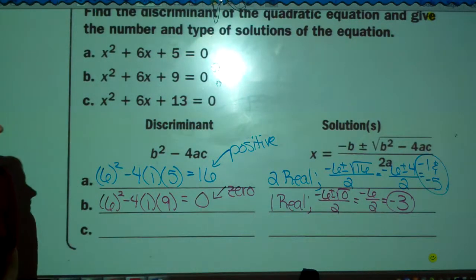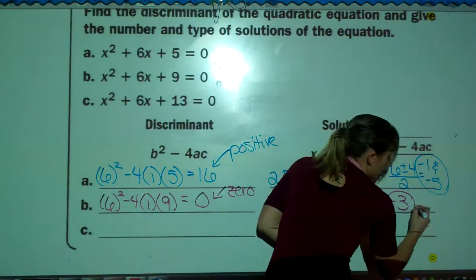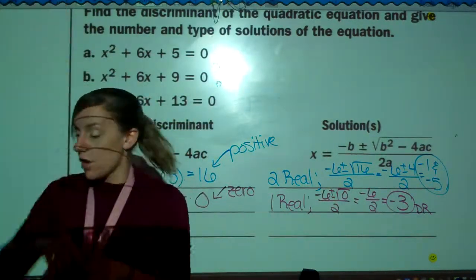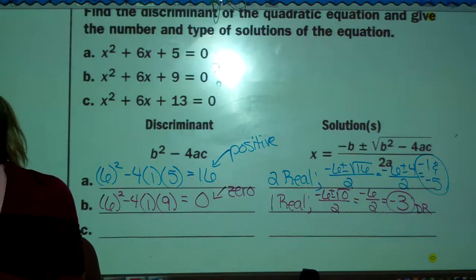And that is a double root. If you want to say double root, that means it only hits the graph one time. It just kind of bounces off of it. That vertex meets there.